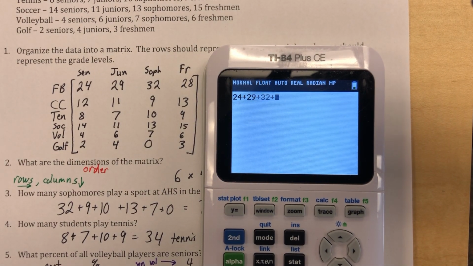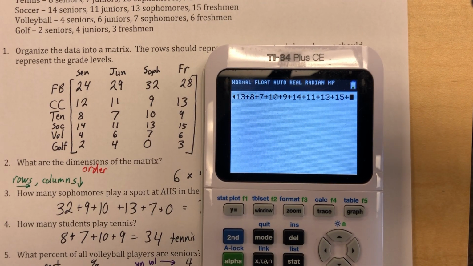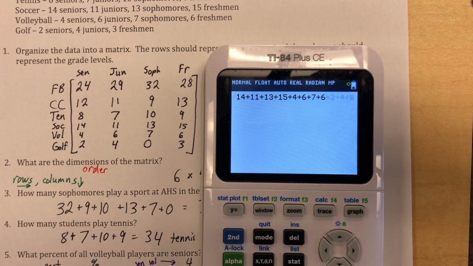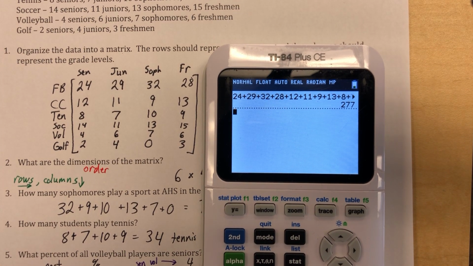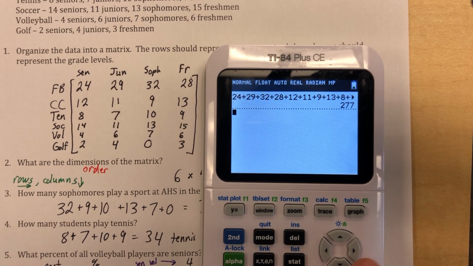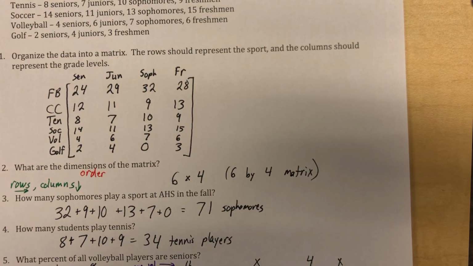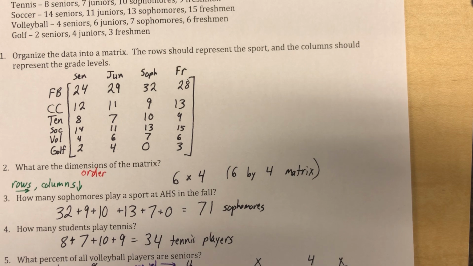24, 29, 32, 28, there's football. 12, 11, 9, and 13, there's cross country. 8, 7, 10, and 9. 14, 11, 13, and 15. 4, 6, 7, 6, 2, 4, 0, and 3. There are 277 athletes in the fall, assuming I typed that correctly. So, the whole is 277.